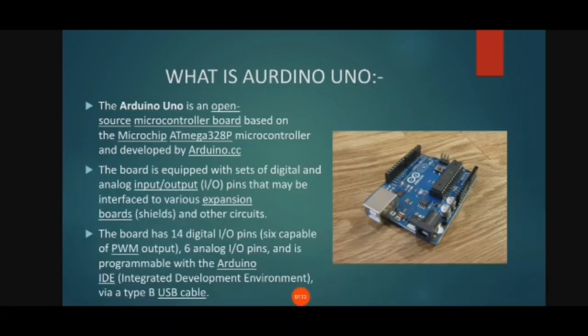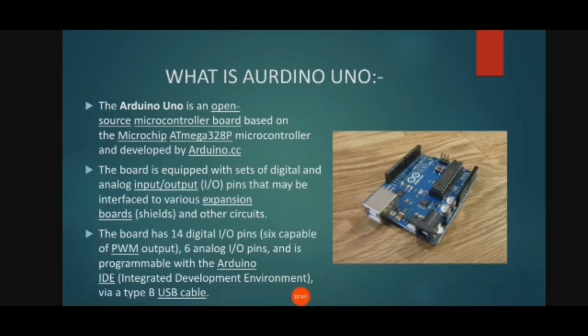In addition, some pins have specialized functions such as serial or UART. Pin 0 and 1 are used to receive and transmit TTL serial data. These pins are connected to the corresponding pins of the ATmega8U2, that is the USB to TTL serial chip. Next, external interrupt. Pin 2 and 3. These pins can be configured to trigger an interrupt on a low value, a rising or falling edge, or a change in value.